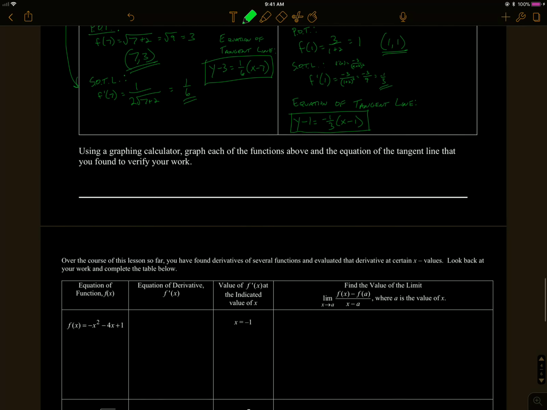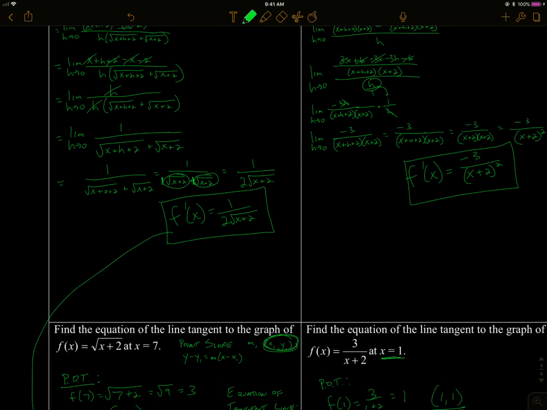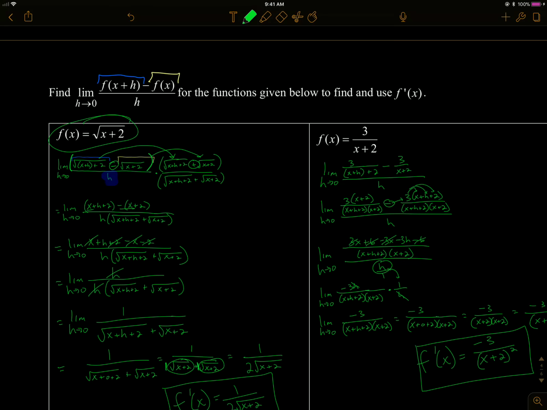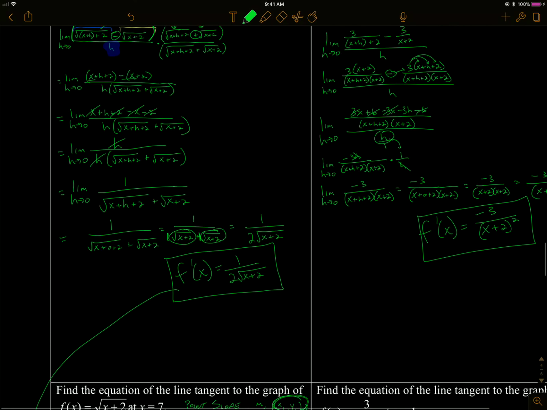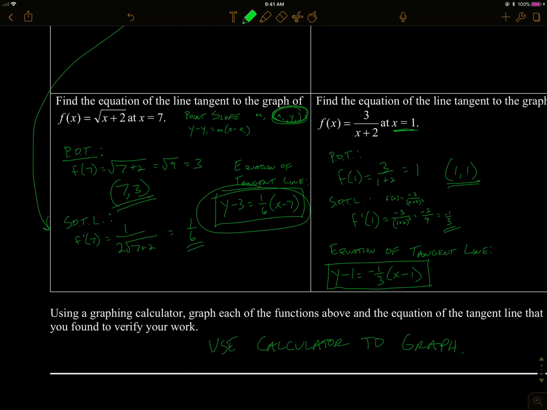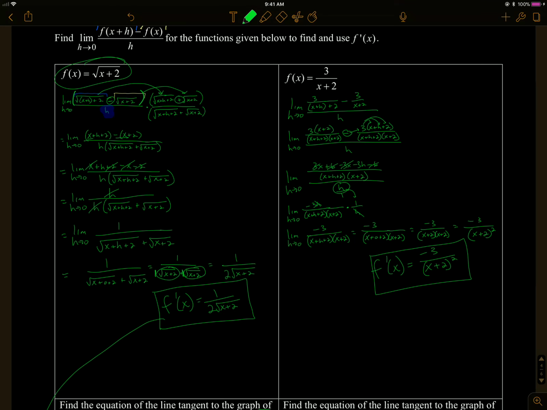Alrighty. Using a graphing calculator, graph each of the functions above and the equation of the tangent line that you found to verify your work. So you're gonna do that right now. You're gonna graph in y1, for instance, this guy, and then in y2 you can graph this guy, and you're going to see that it's the tangent line at that point. It's the point where it touches once.